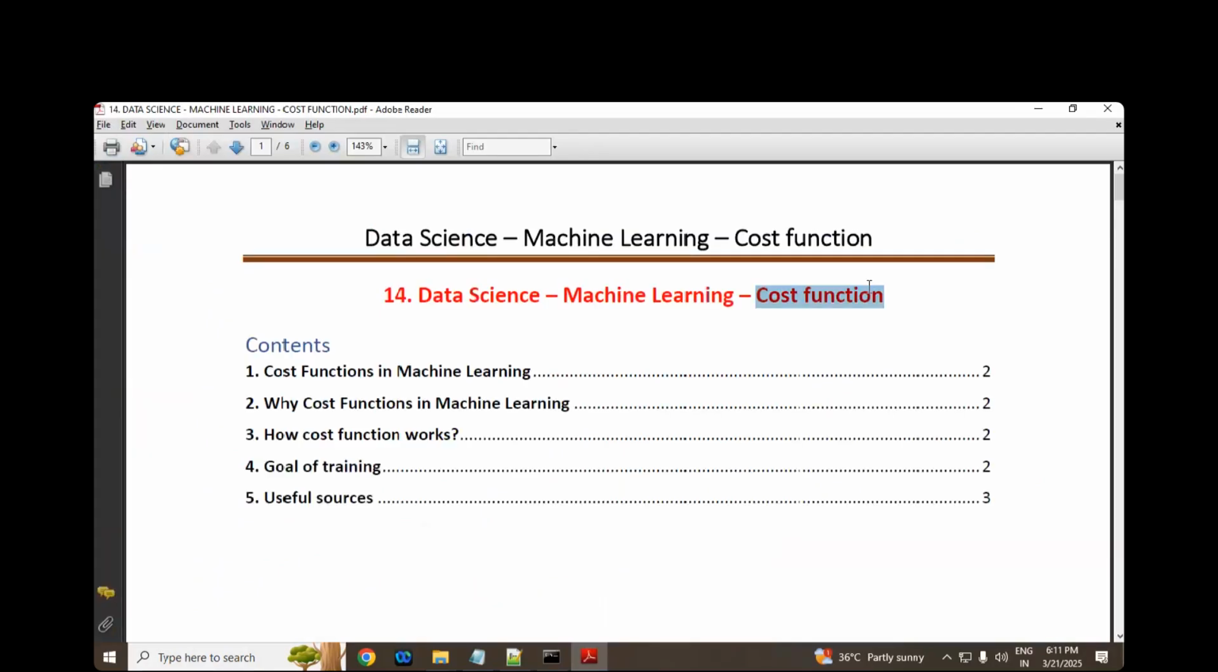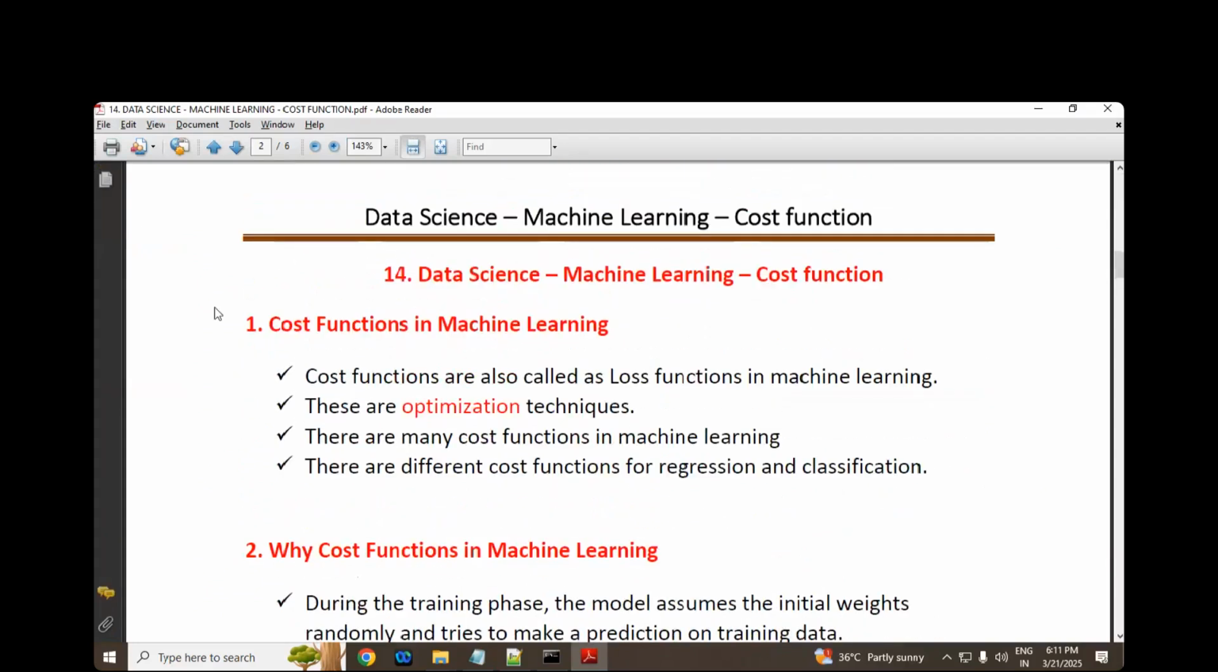Now talk with me. What is the topic name? Cost function. Such a quite interesting topic. Cost functions are also called loss functions. Just now I told you, the cost function has a separate name, also called a loss function in machine learning. These are optimization techniques.